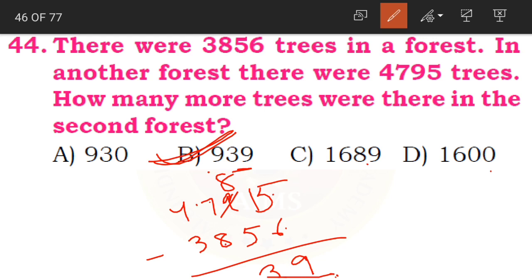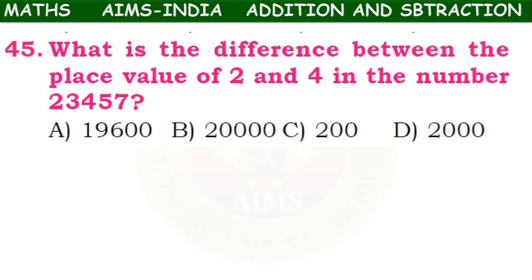7 minus 8 is not possible, so we'll borrow. 17 minus 8 is 9. What is the final answer? 939. That is option number B. Moving on to question number 45.